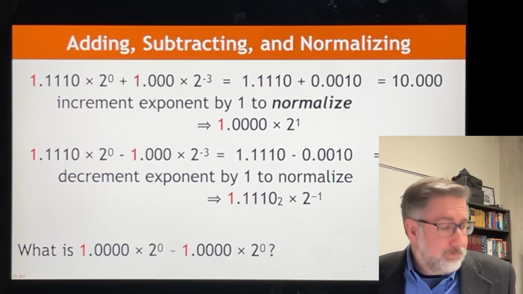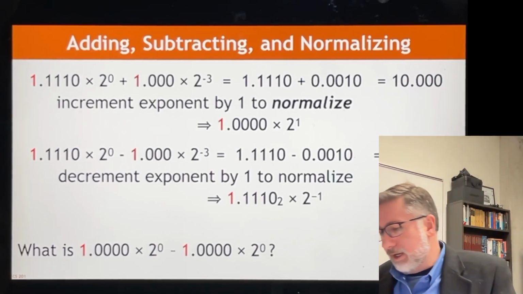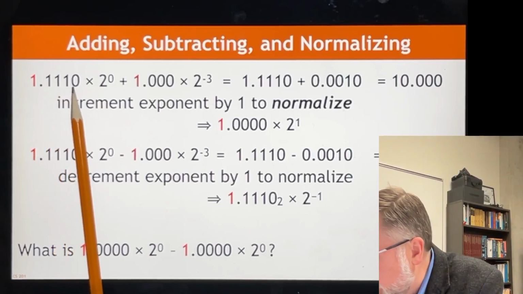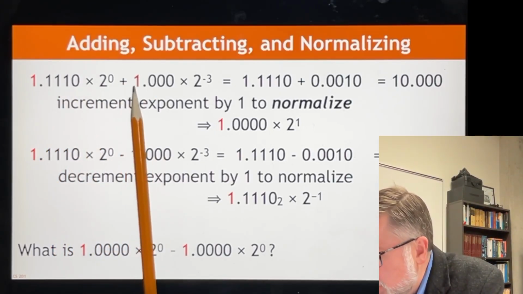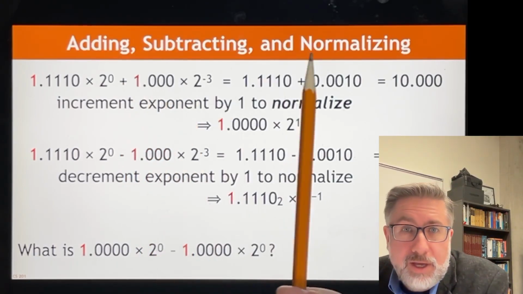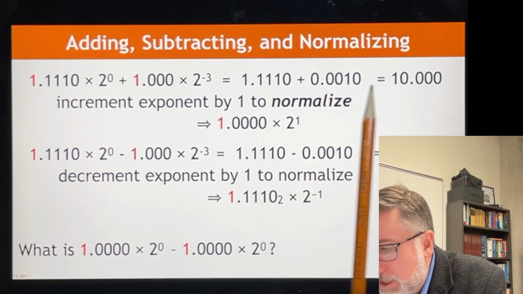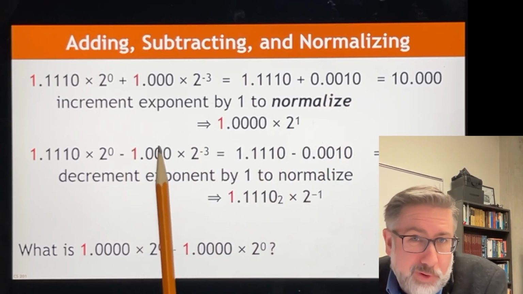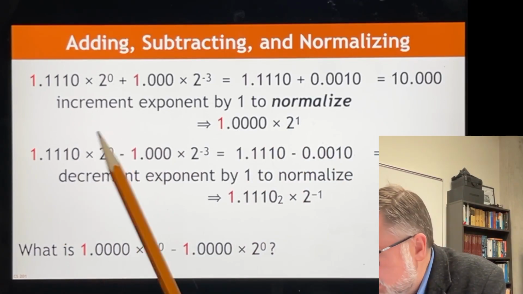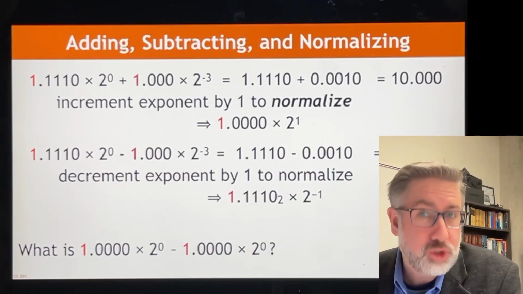So here's an example. If we have two floating point numbers, 1.1110 times 2 to the 0, plus 1.000 times 2 to the negative 3, say, for example. What this represents is 1.1110 plus 0.0001, and the result should be 10.0000. So we get 2, right? This is 1 point something, and you add something else, and you get 2.